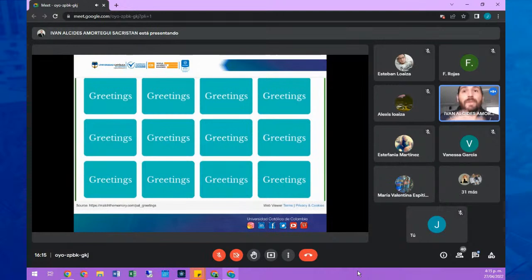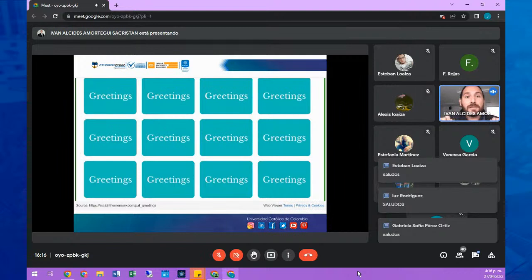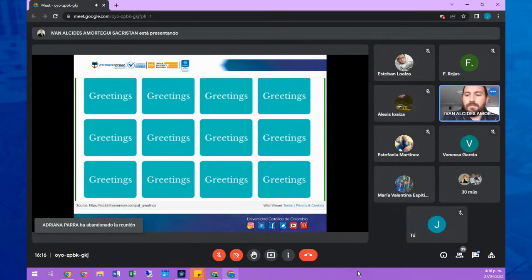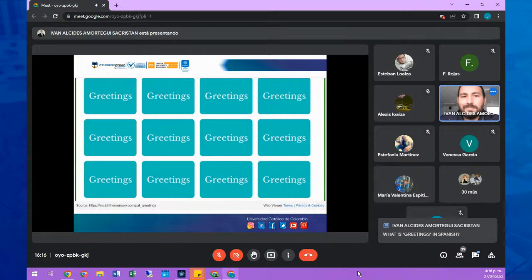Oh, but in this part, let's pause. In the activity today, you have the possibility to use dictionaries. No problem, right? What is greetings in Spanish? You can raise a hand and participate. You can write in the chat. You can speak. Okay, what is greetings in Spanish? Yeah, Mariana, excellent, very good. Saludos, exactly, very good. Saludos.